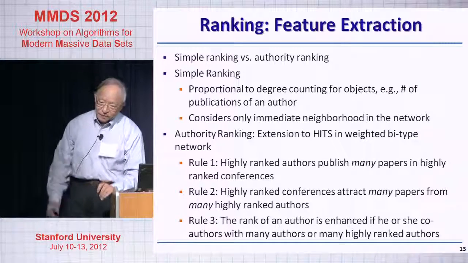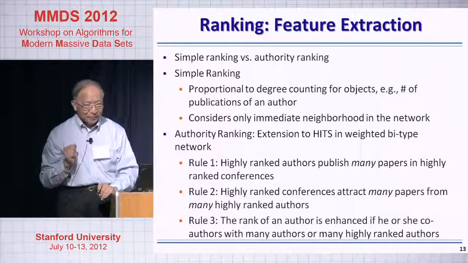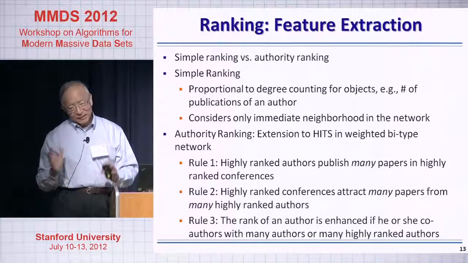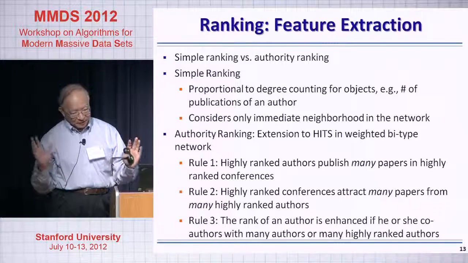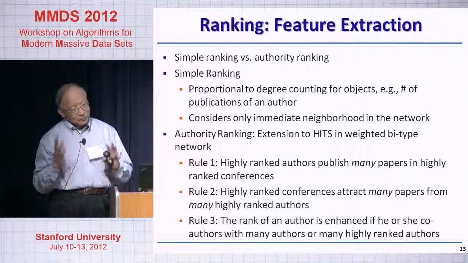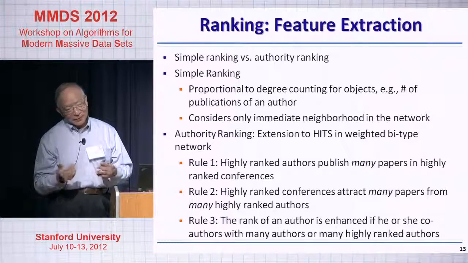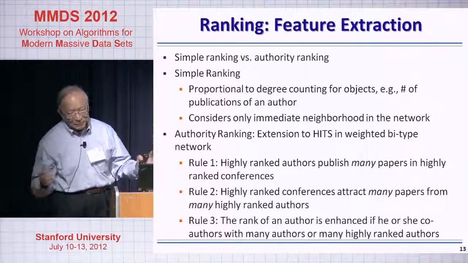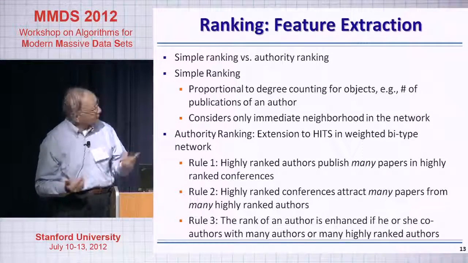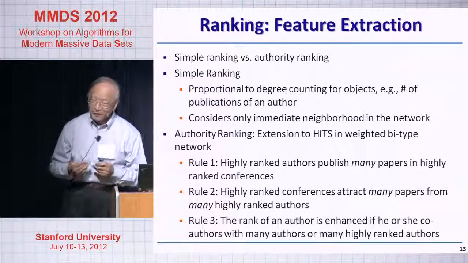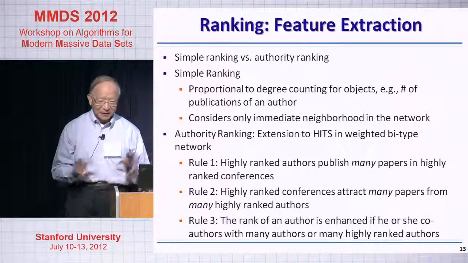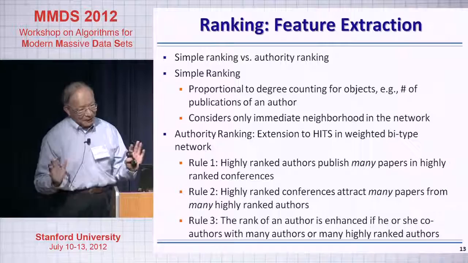Okay. Of course, how can we do ranking? The very simple one is, for example, in conferences or authors, you can say people who publish more papers probably rank high, or a conference that takes more papers may rank high. Okay, that's what we call simple ranking. But you immediately may jump up and say, no, the game is not played that way.